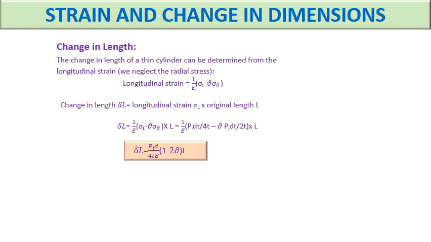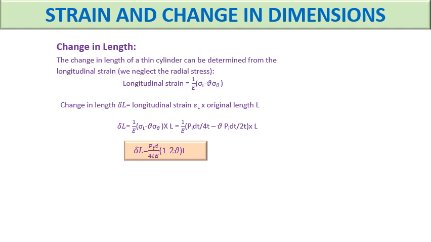So first we will discuss the change in length. What is linear strain? The strain is the change in length divided by the original length. So change in length is the linear strain multiplied by the original length. The strain is nothing but stress by Young's modulus. So in the longitudinal direction we have sigma L divided by E. And if you refer to the three-dimensional Hooke's law, we have to write two more terms, that is minus mu into sigma H. Since the value of sigma r is very less, we are neglecting that term.